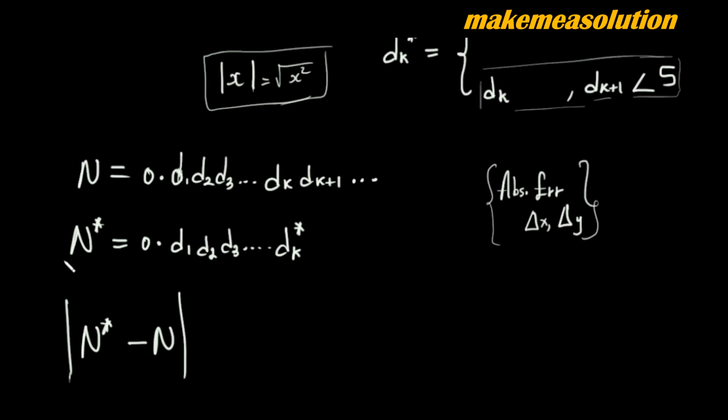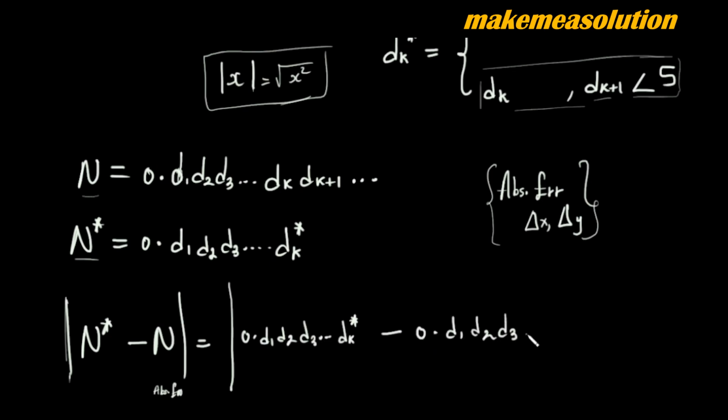Now the difference between the approximated or rounded off value and the original value is our error. Then housing that error in the absolute value symbol turns it into absolute error. So this here is absolute error. So the absolute error is equal to 0.d1, d2, d3 up to dk asterisk, minus 0.d1, d2, d3, then we have dk plus 1, dk plus 2, and so on and so forth, wherever the decimal number stops.